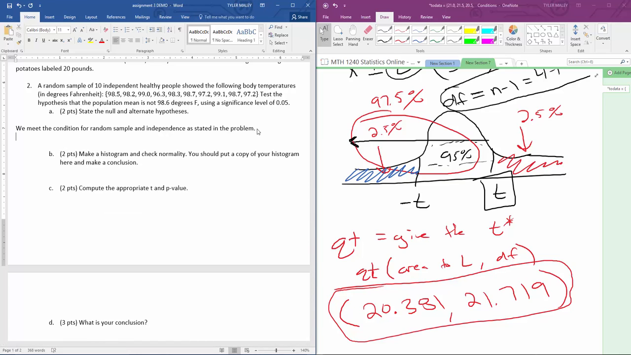The next condition that we need to check is for a large sample. So remember, for a large sample, we need a population distribution that's normal or a sample size that's large. The amount that we were checking was n greater than or equal to 25.